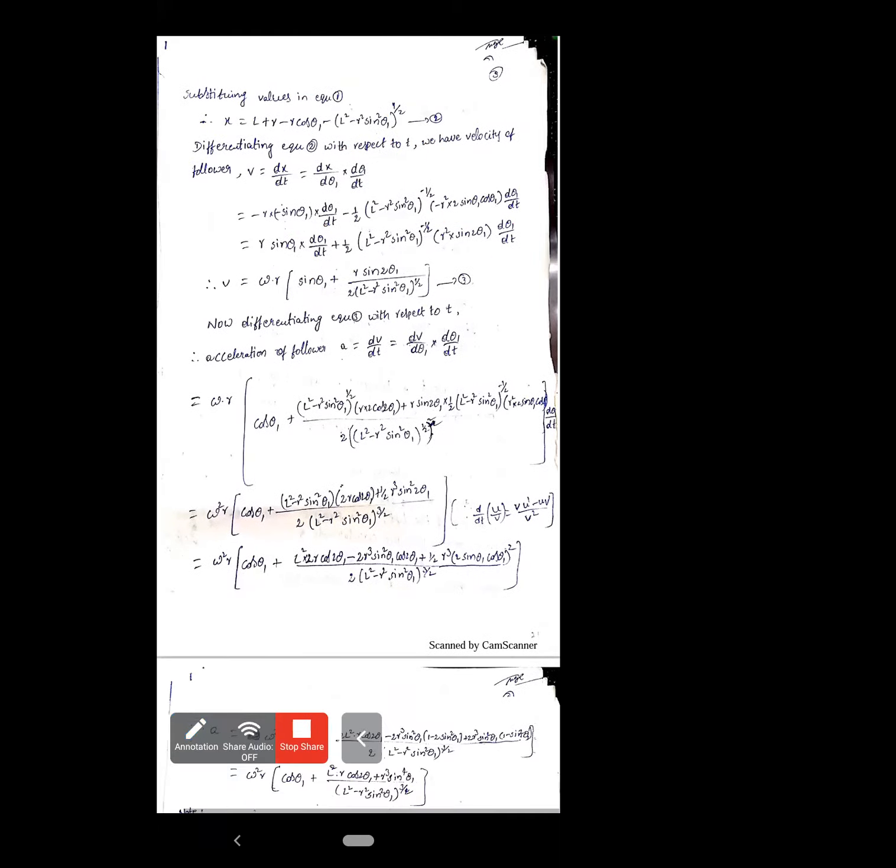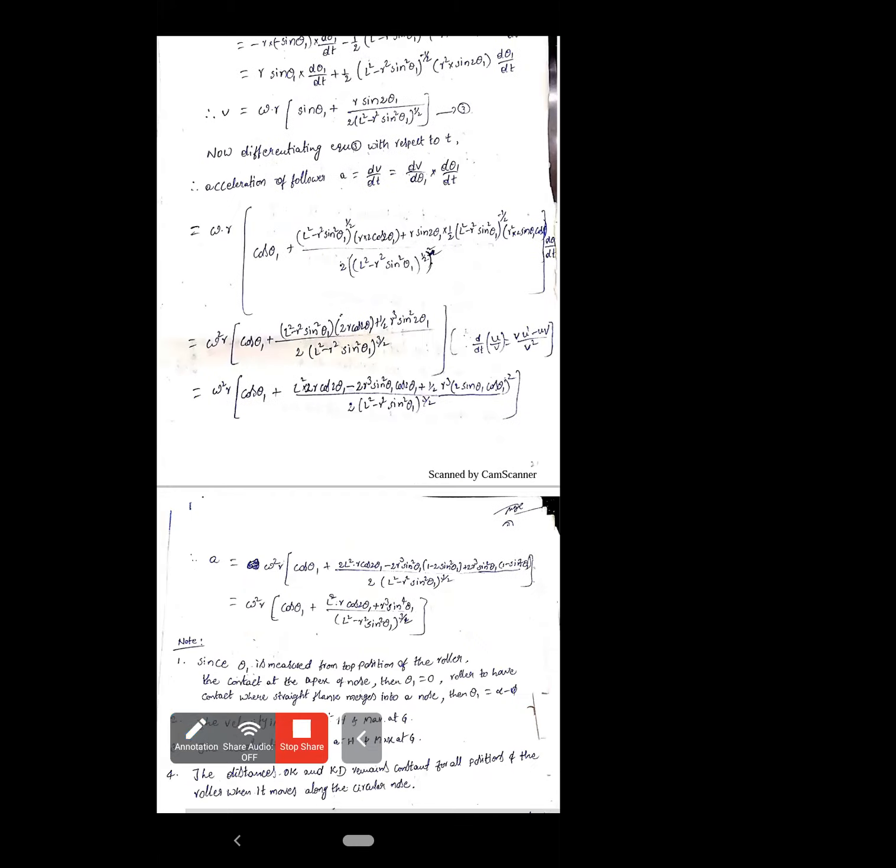Now we know the velocity, so we are going to find the acceleration. Acceleration means the derivative of velocity with respect to time. Again, the equation does not have any t terms, so it can be written as dv by d theta 1 into d theta 1 by dt. Then we differentiate the above term.